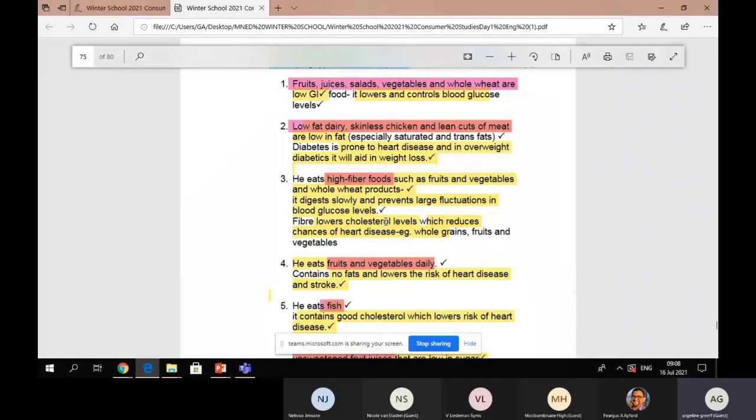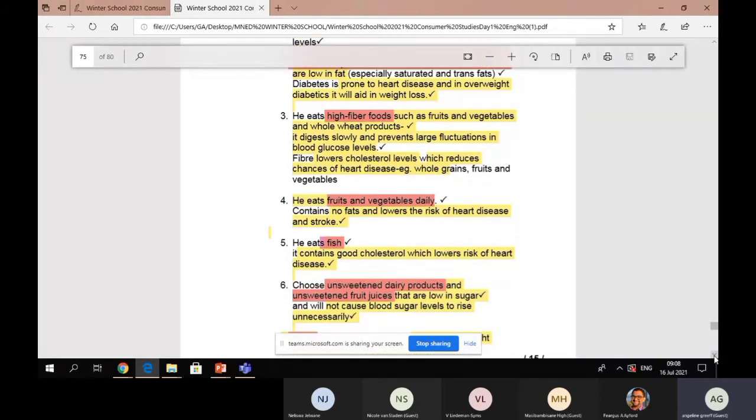Also lowers cholesterol levels, which reduces the chances of heart disease. And then we can refer to fruits and vegetables that he's eating daily as well. Contains no fats and lowers the risk of heart disease and stroke. There you can see he eats fish, and we know fish contains good cholesterol, which lowers risk of heart disease. There is such a lot. We only had to give 3, but look at all the different things that you could have said.